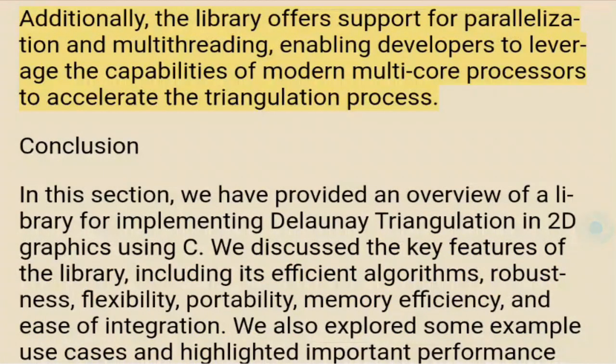Additionally, the library offers support for parallelization and multi-threading, enabling developers to leverage the capabilities of modern multi-core processors to accelerate the triangulation process. Conclusion. In this section, we have provided an overview of a library for implementing Delaunay triangulation in 2D graphics using C. We discussed the key features of the library, including its efficient algorithms, robustness, flexibility, portability, memory efficiency, and ease of integration.